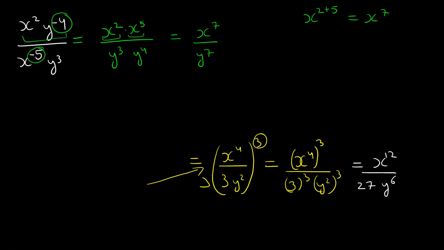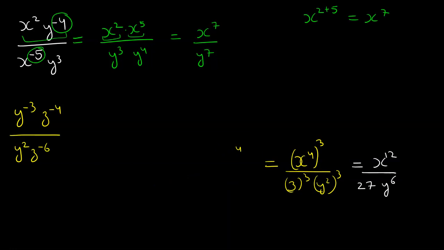For this one we have y to the power of negative 3, z has the power of negative 4, over y square, and z has the power of negative 6. And again, we simply change the positions to make everything positive. Try at least the first step and play the video again to see the answer.